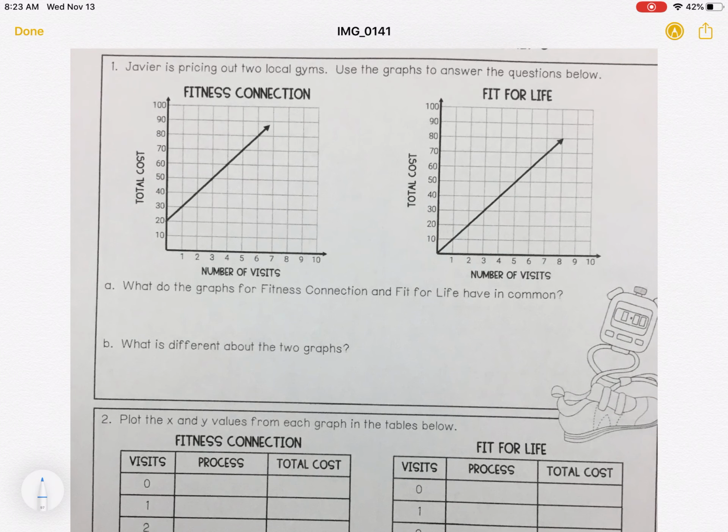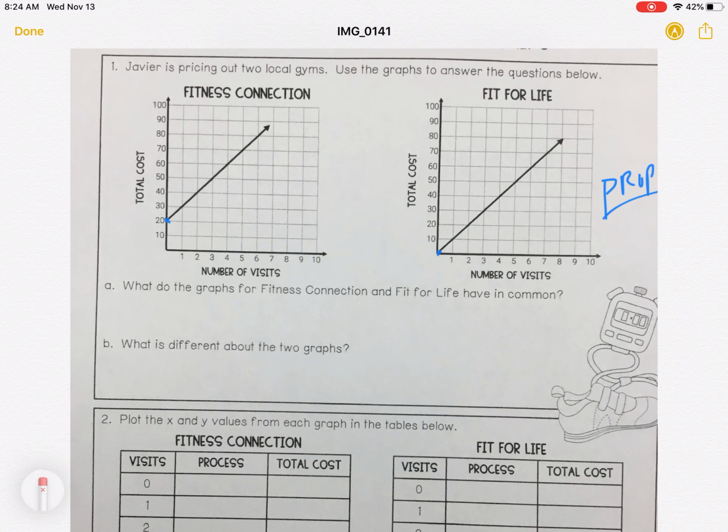The difference between a non-proportional, which is this one, and a proportional, which is this one. Proportional is because it goes through the origin. Non-proportional does not go through the origin.